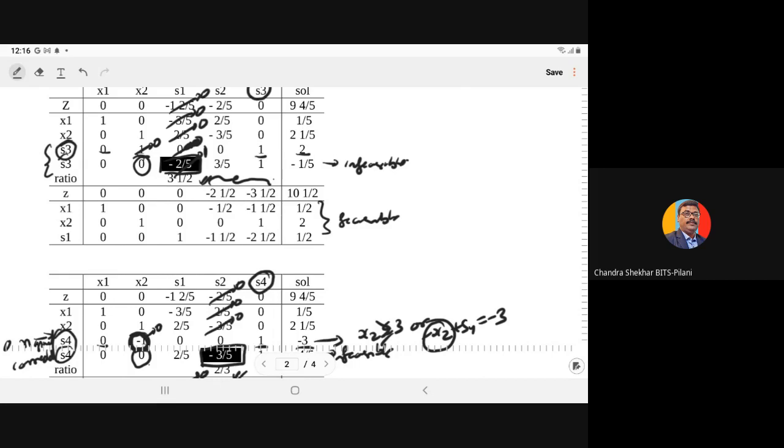Most of the questions we have covered using the graphical method, but here I am covering how we can apply the post optimal analysis. That part I am covering. So this is a very important question.